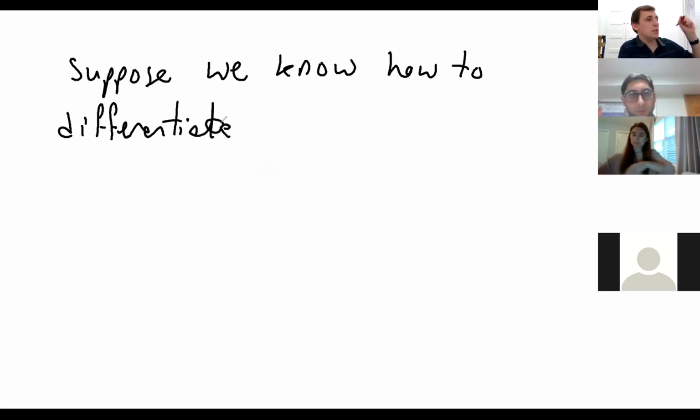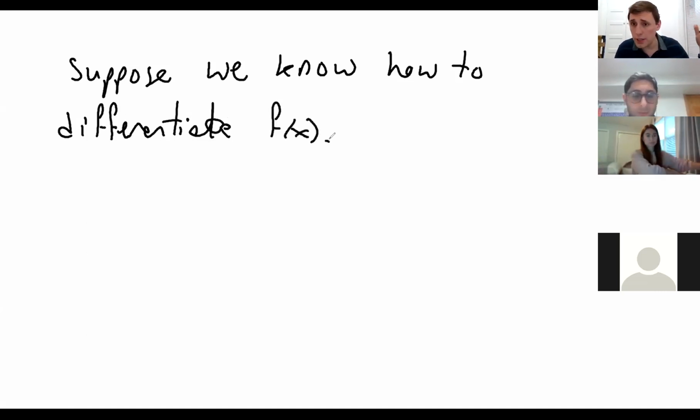How to differentiate the function f of x. It's completely abstract. It could be any function, but we know how to differentiate it. We have a formula.